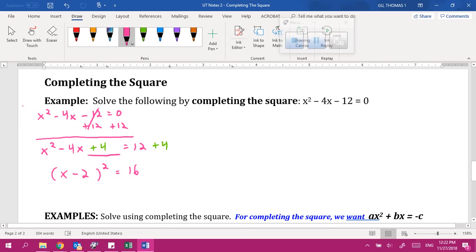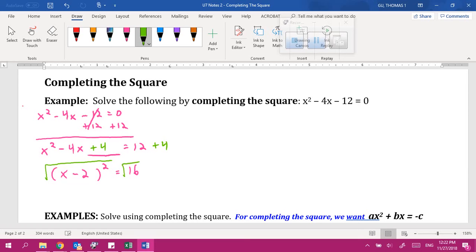What do I need to do to solve for x? Square root it. When I take the square root of both sides, what's left? X minus 2 equals 4? Just 4? Plus or minus. Plus or minus 4, yes. Plus or minus 4. And then we've got one more step. What do we have to do? Add 2. Add the 2.